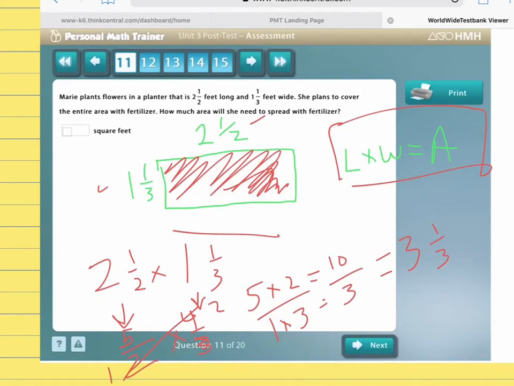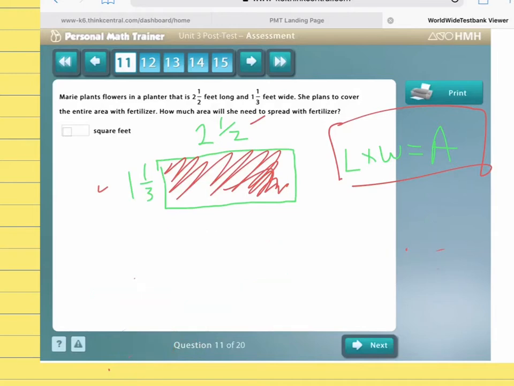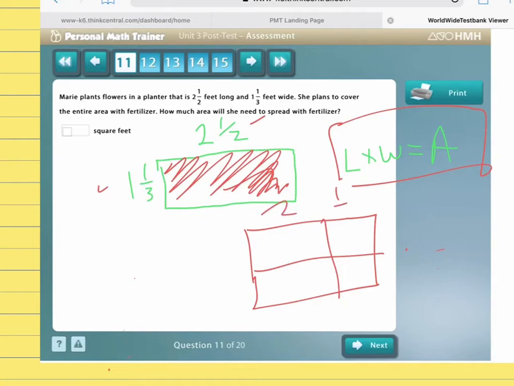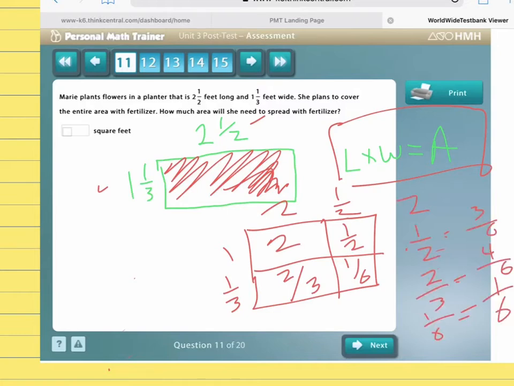So that's one way to do it, and the other way would be to use the partial products method, which is more complicated, but it's also fairly easy. Go 2 1/2 this way by 1 1/3 that way, then multiply each partial product and add them up. So that's 2, that's a half, that's 2/3, and that is 1/6.